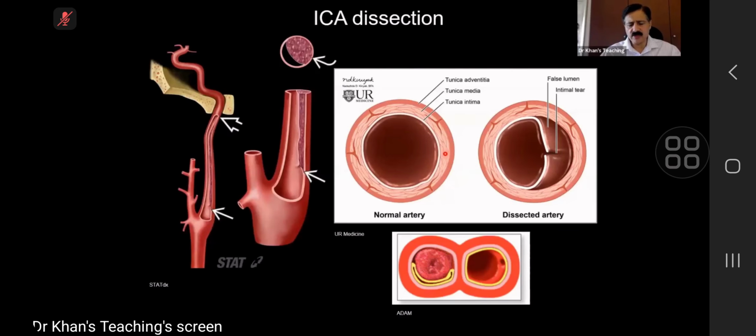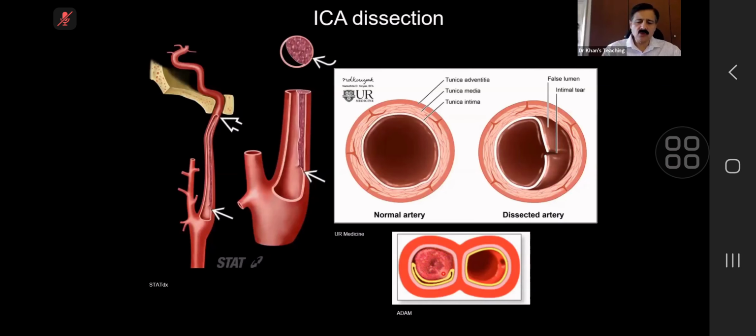Now, if you see this diagram, it tells you what happens. Go back to the normal anatomy. We have got intima, media, and adventitia. So there is a defect or a tear in it, and then blood goes here. So there will be a false lumen and a true lumen. Now, here it tells you something. Within the false lumen, the blood is so much that it completely compresses the true lumen. And what does it tell you? That dissection can give you a finding where there will be complete occlusion of the artery.